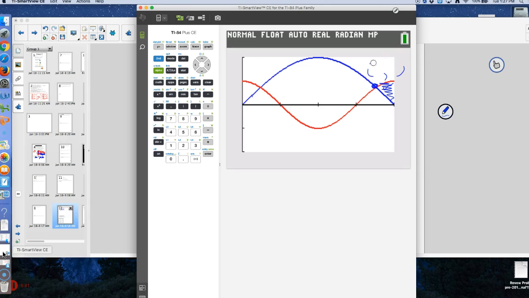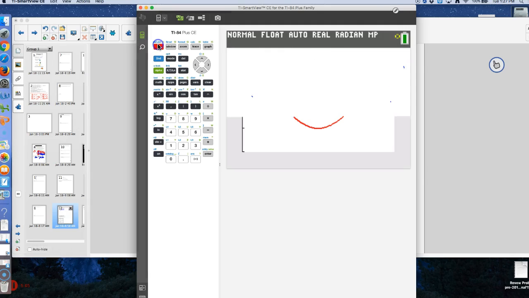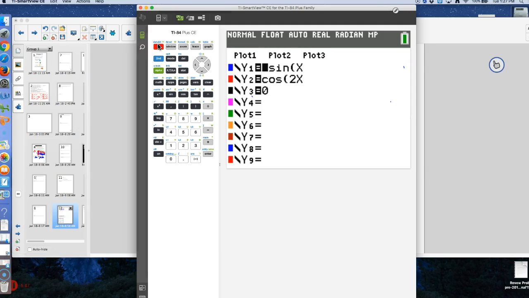So when it's calculator active, graph it, but make sure you watch your window. When I hit my y equals, I've got both of those functions in there. I don't know why I have that one. But there's my 2. I'm going to have the sine wave in blue, and I'm going to have the cosine wave in red. Before I hit graph, I'm going to address the window.